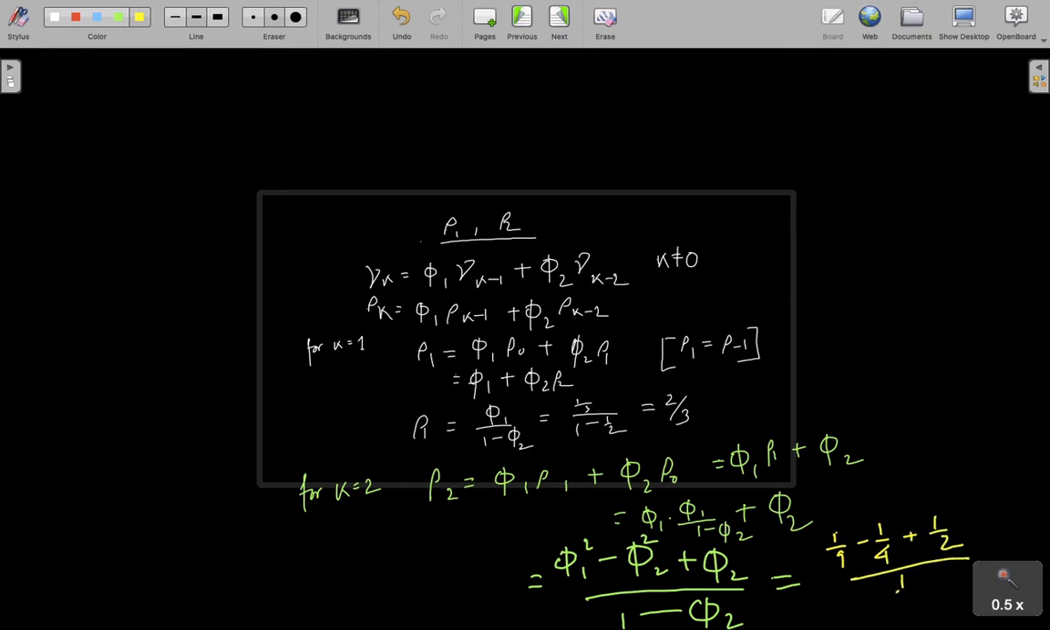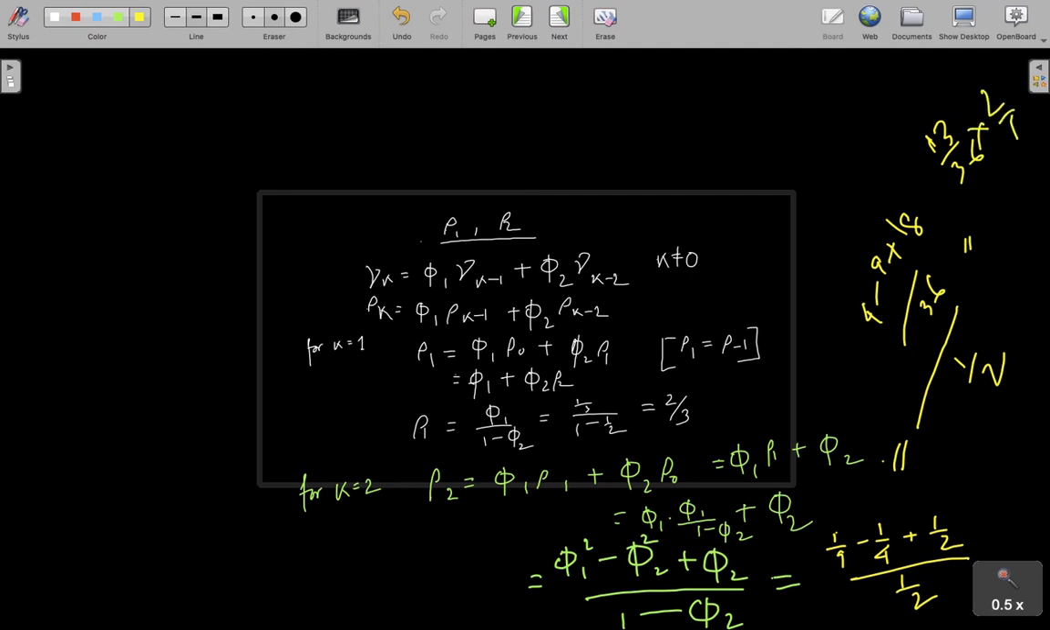So I will have this value equal to, with a common denominator of 36, 4 plus 9 minus 18... rather 13 by 36 divided by half, into 2 by 1. So that means 13 by 18. So that's the value of rho 2. Alright, so we get the value of rho 1 as 2 by 3, and the value of rho 2 as 13 by 18.